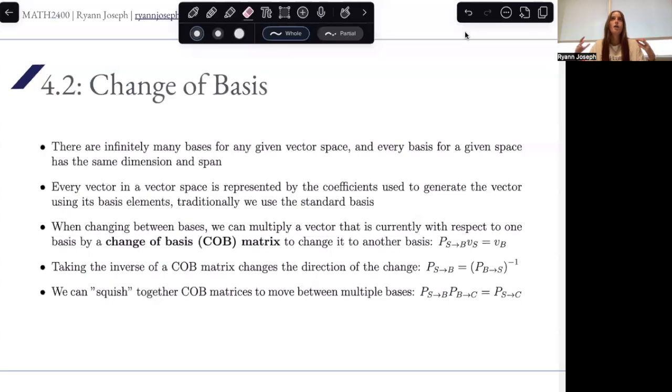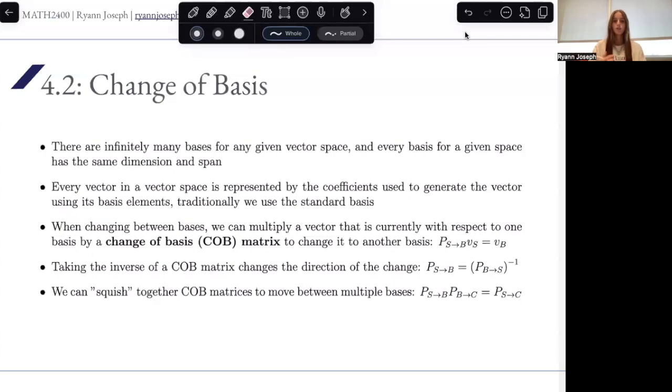For 2x2 matrices, there's 4 things in there. The things can look different, they can change, but there's always going to be 4 things and they're always going to be able to make that space. So with this idea, we need to come up with how we can change between these bases. They're all valid, they all generate the same space.